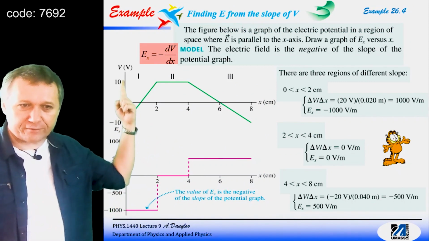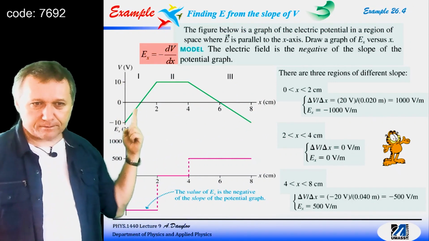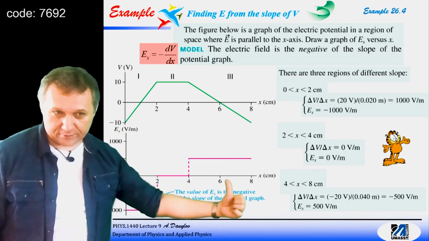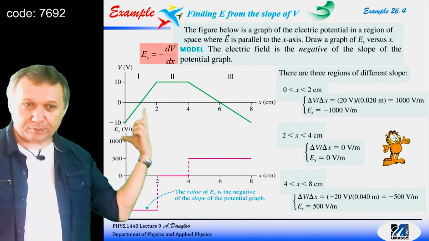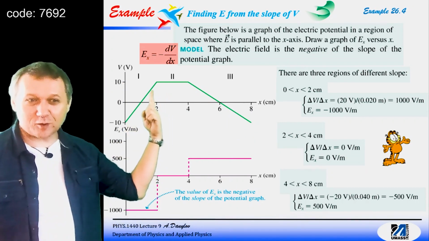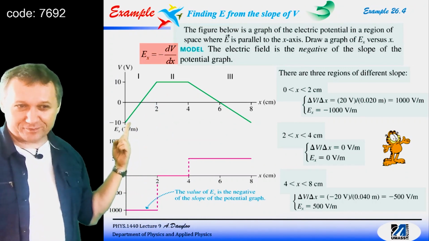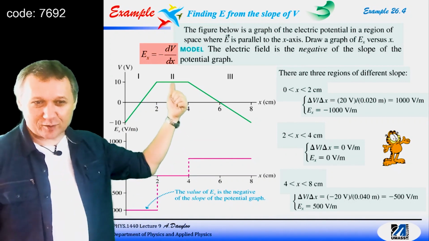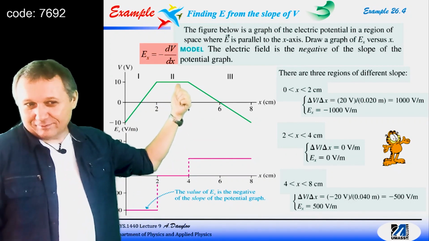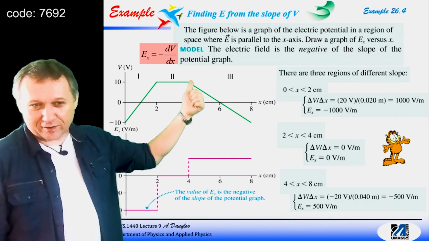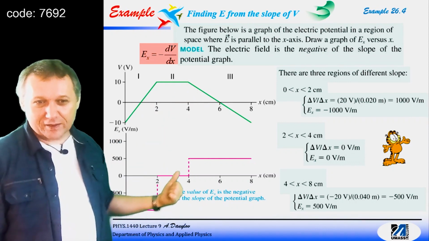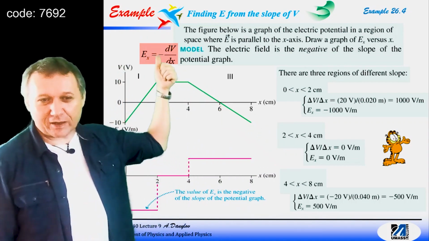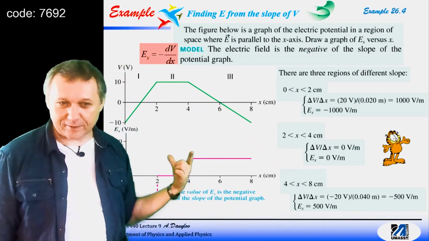All right, so what we have is V versus x. And we need to get information about the electric field as a function of x. So there are three parts here, straight lines. So you need to just calculate the slope, add a minus, and you will get the value of the electric field. Here, calculate the slope of this part. Slope is 0 because it's a horizontal line. So the electric field is 0. And here, calculate the slope. Slope is negative. But because of the minus in front, you'll get a positive electric field, right?